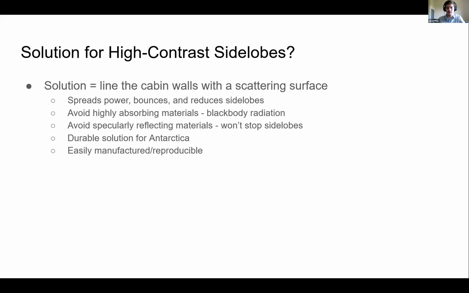We also want to avoid specularly reflecting materials because simulations have shown that these won't stop the side lobes from forming. We also want to produce a durable solution that can stand up to whatever Antarctica has to throw at it. So extreme temperatures, wind going over the telescope that's vibrating it, and it has to last at least 7 years throughout observation. And we also want just an easily manufactured and reproducible surface.